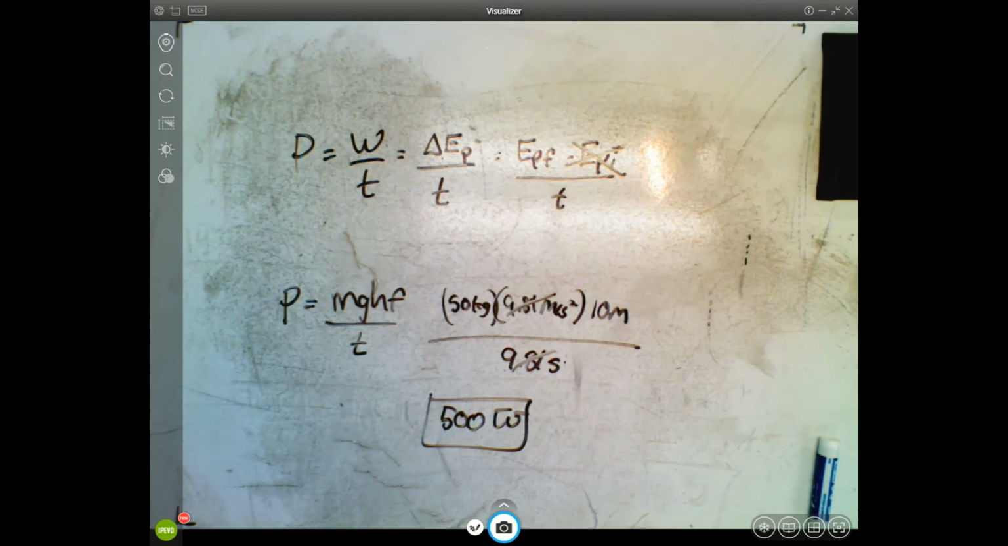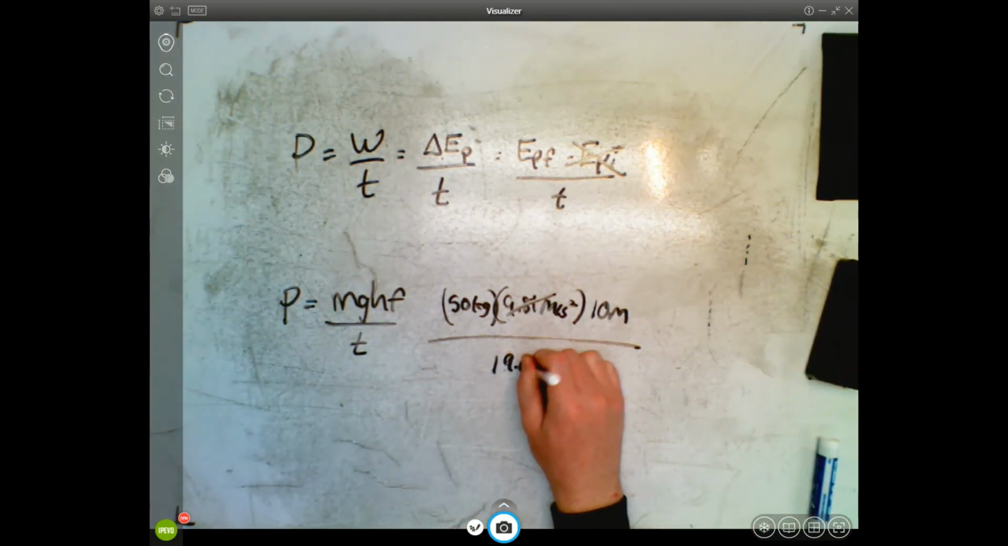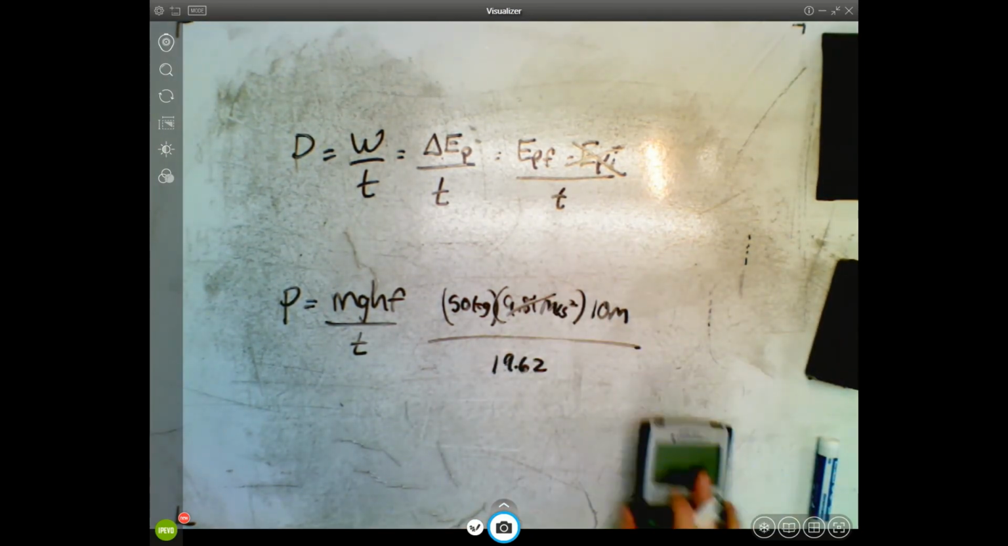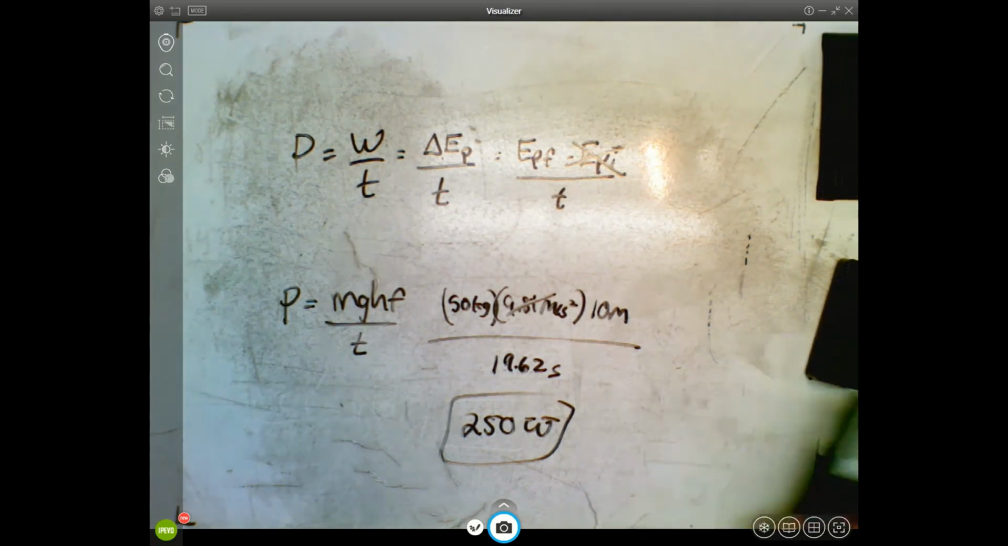Okay, and if we do the exact same thing, but instead of taking 9.81 seconds, she takes 19.62 seconds. You might have to type that into your calculator: 50 times 9.81 times 10 divided by 19.62. Well, if she takes double the time, she uses half the power. So 250 watts when she takes double the time.